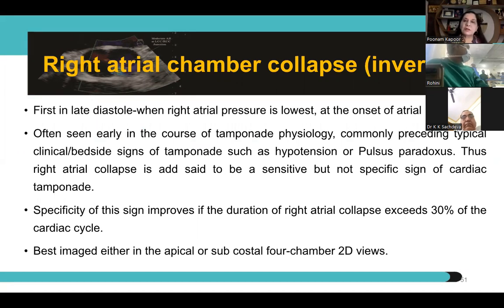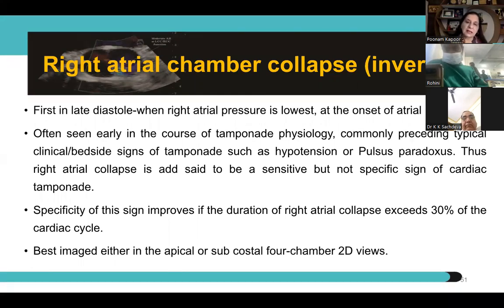A right atrial chamber collapse is an inversion which is seen first in late diastole or early systole, and it often is seen early in the course of tamponade physiology. It is one of the first pathognomonic signs when you see a right-sided diastolic collapse of the atrial chamber or the ventricle as well, with hypotension, with pulsus paradoxus.